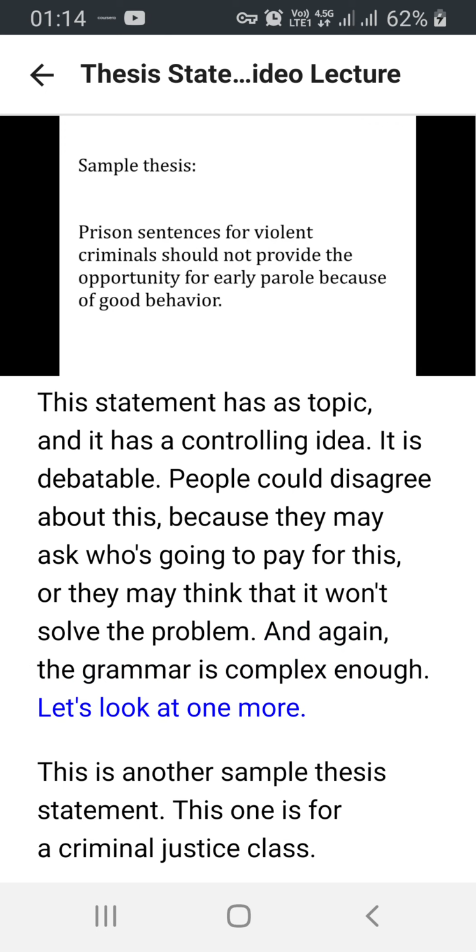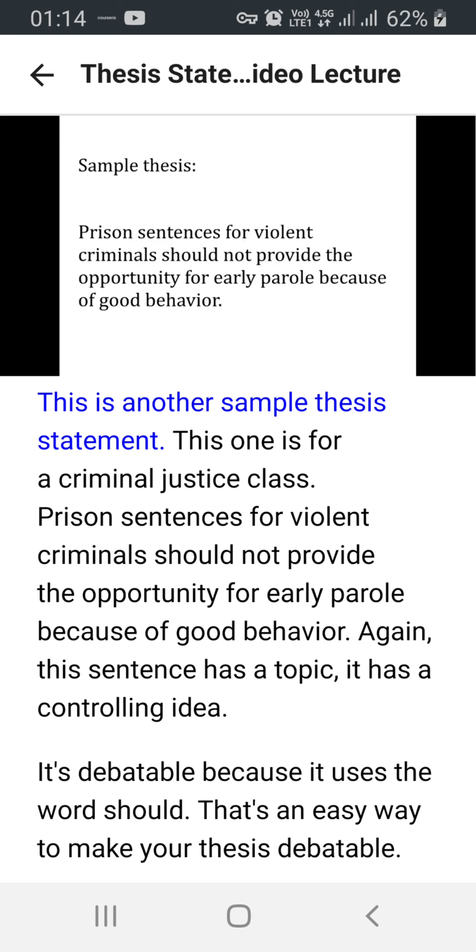Let's look at one more. This is another sample thesis statement. This one is for a criminal justice class. Prison sentences for violent criminals should not provide the opportunity for early parole because of good behavior.